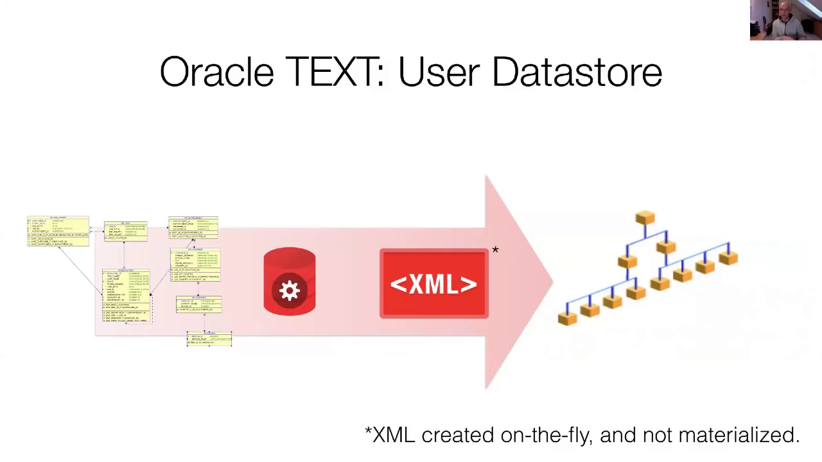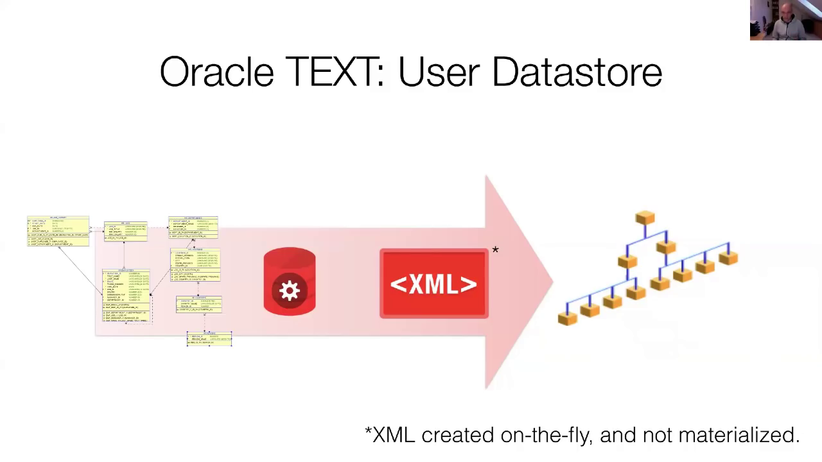And we can provide a pure SQL procedure which provides the data to the Oracle Text index. And then we have an index on one column, and the data can be anything, right? We can index whatever we want. And that's what we call a user data store.